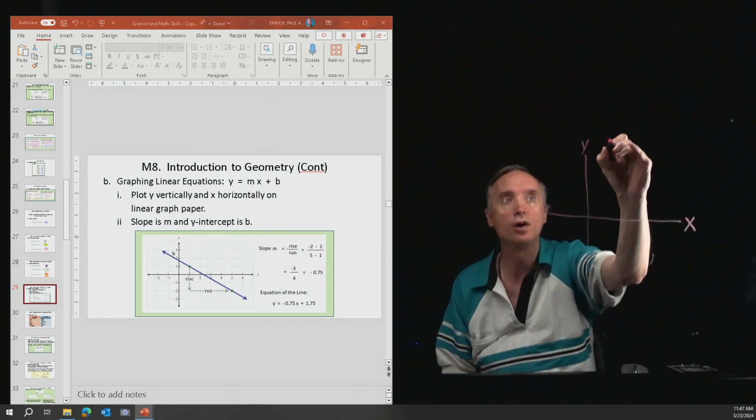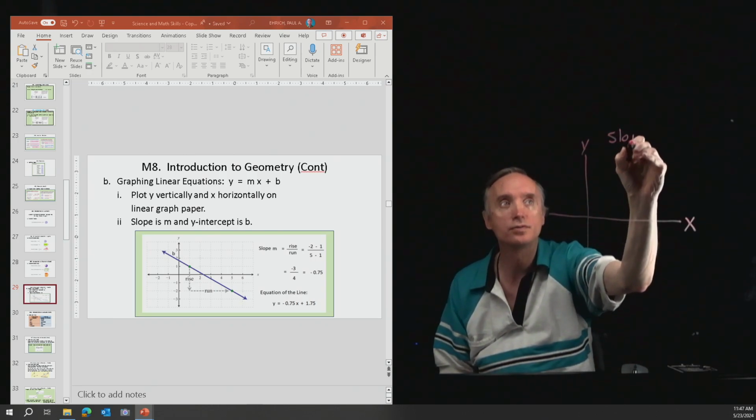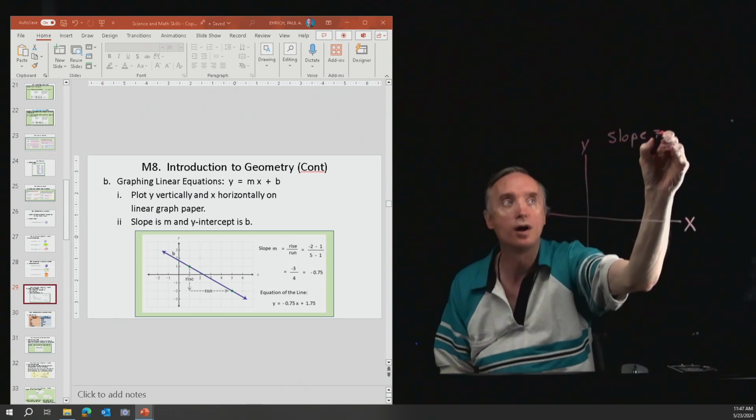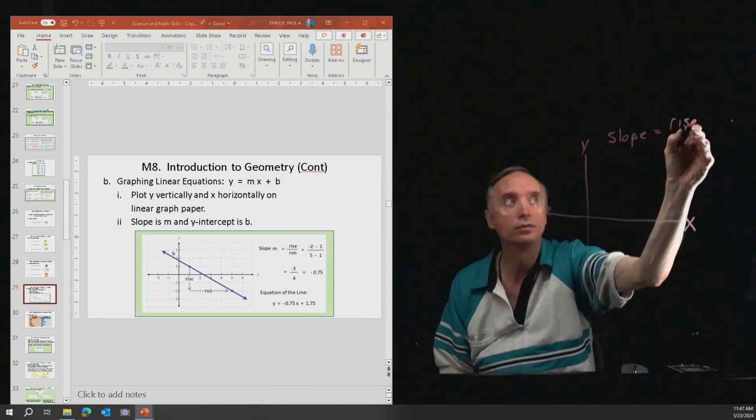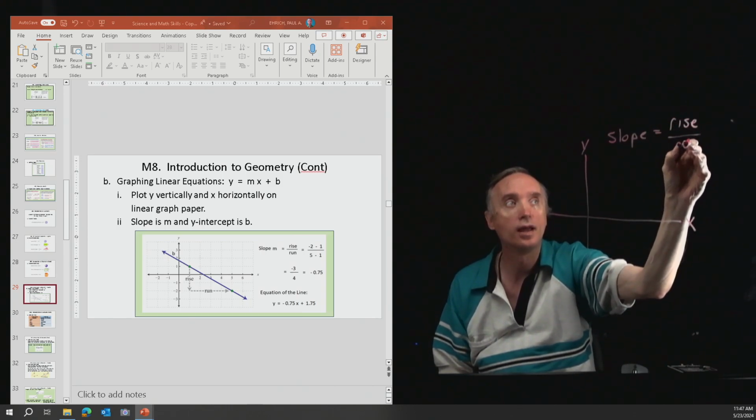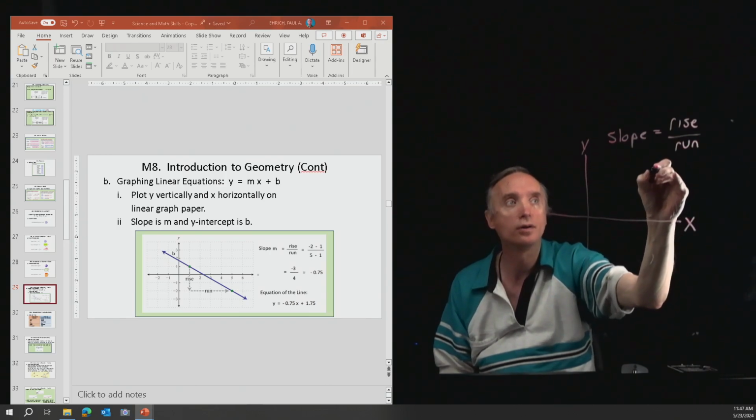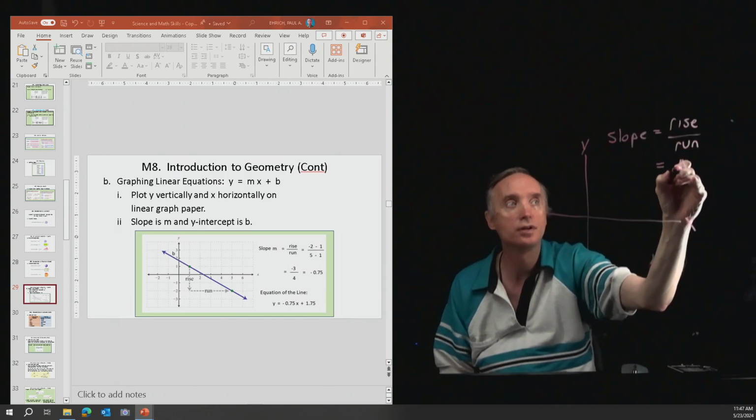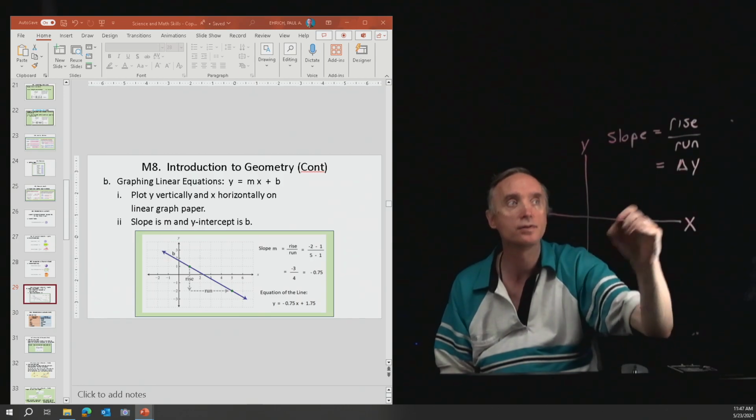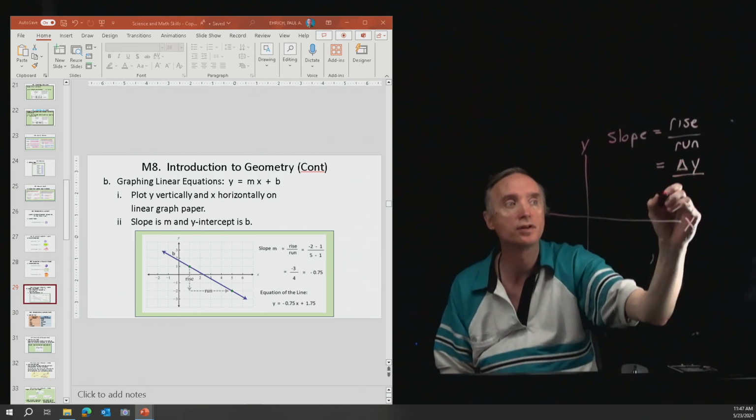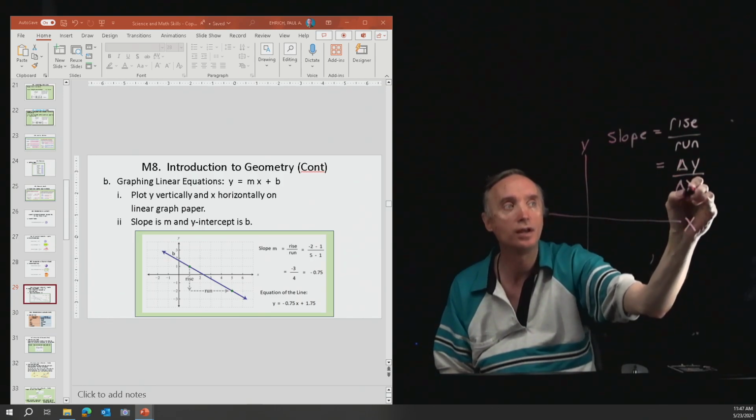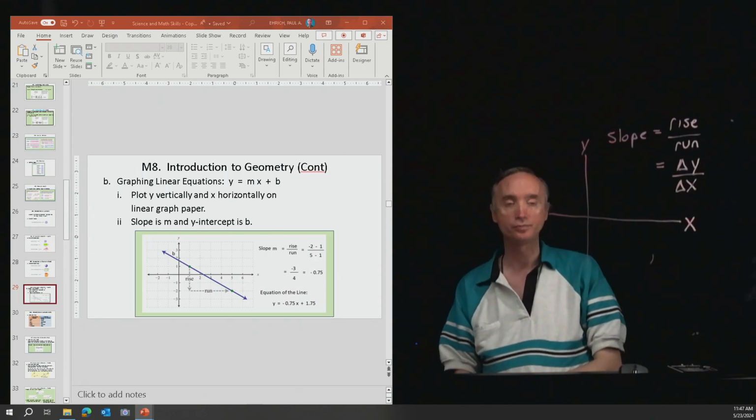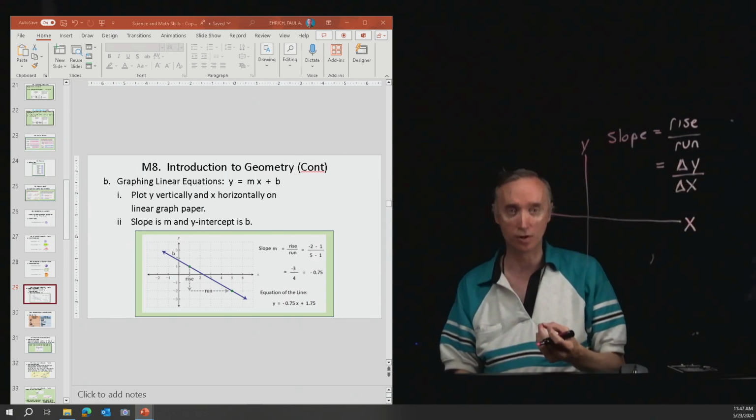And so the slope is going to be equal to rise over run. The rise part is going to be the change in the y-axis, and the run part is going to be the change in the x-axis. So that's what we mean by slope.